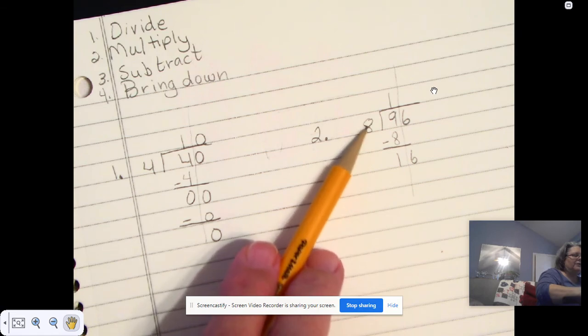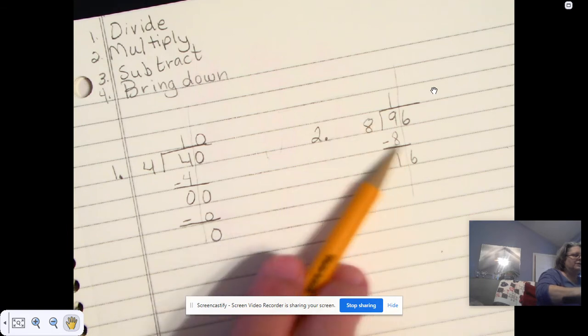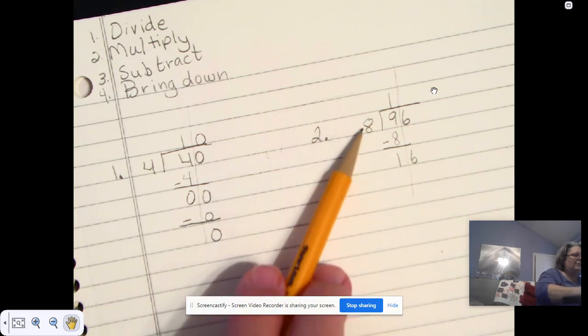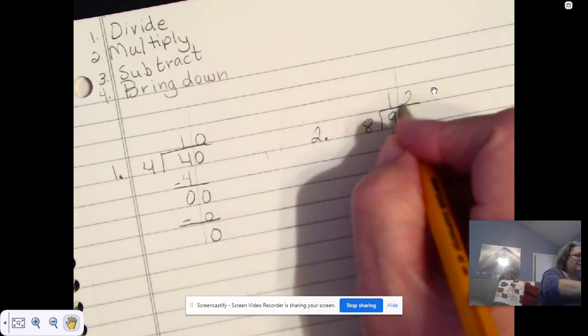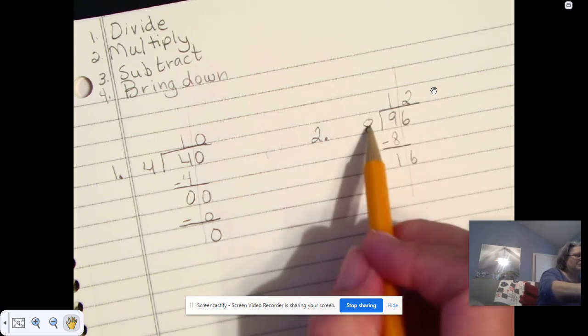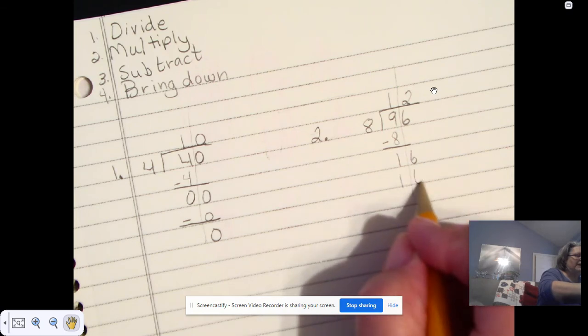This is the number, the divisor, that we're always trying to figure out how many groups of it go into these numbers. How many groups of 8 go into 16? That's going to be 2. Where do we write our 2? Up here. 2 times 8 is 16. We write it down there.